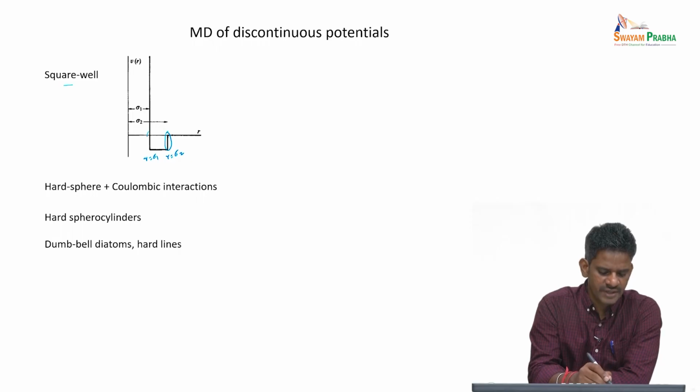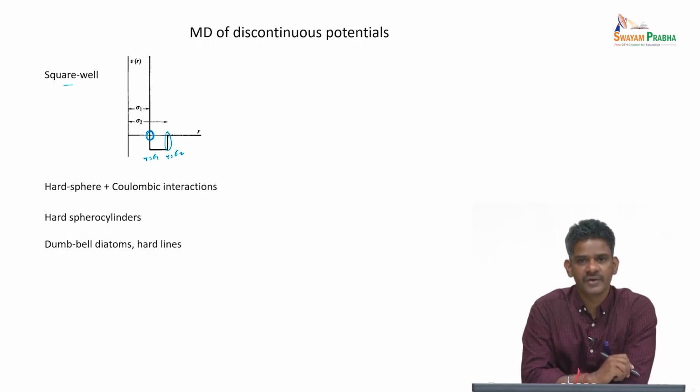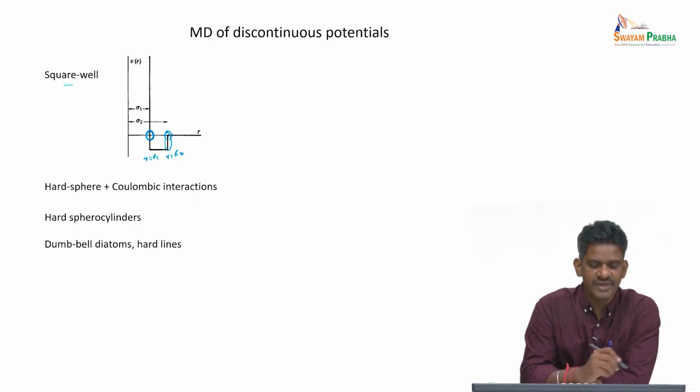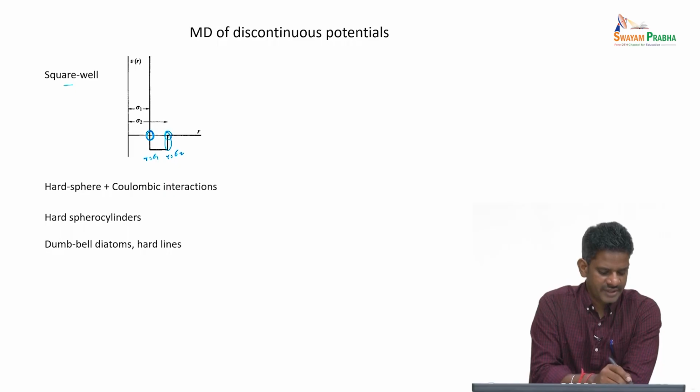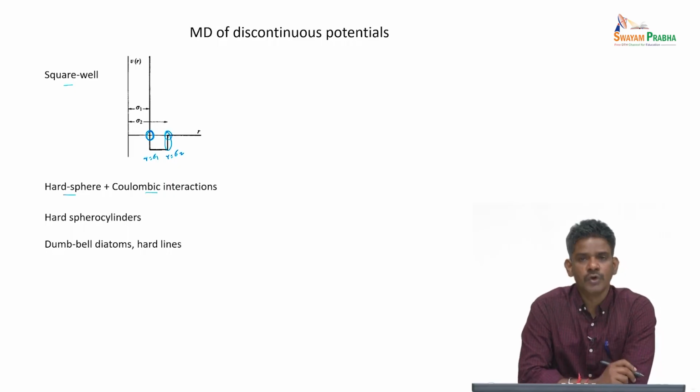So, what we have done so far is only the collision occurring at this particular location, but there is also collision going to happen in this particular location in the case of square wave model. So, there are MD algorithms which will take care of such two-point collisions as well, and then there are other models known as hard sphere with Coulombic interactions.